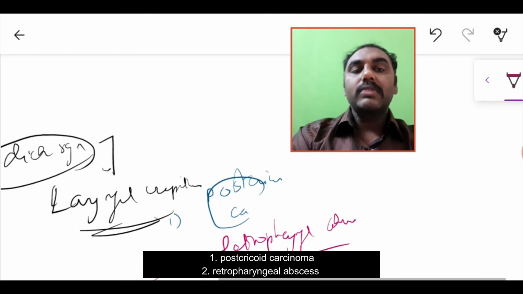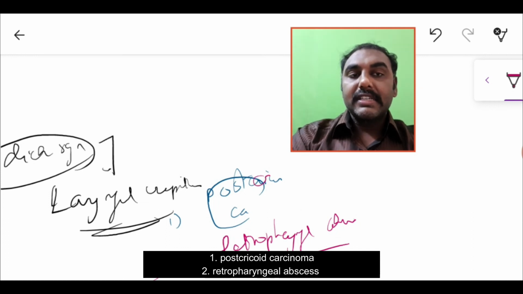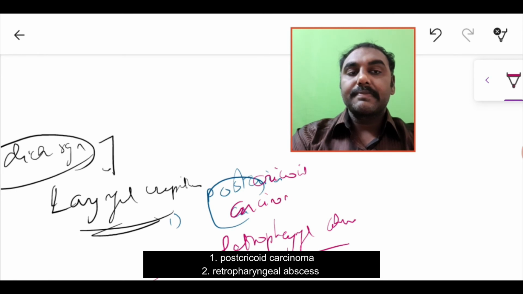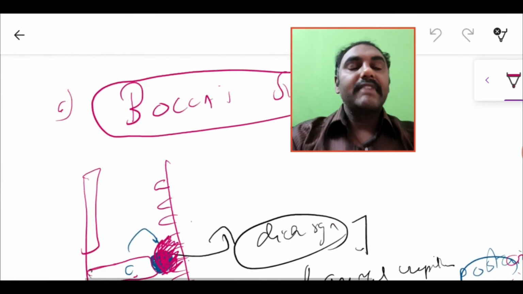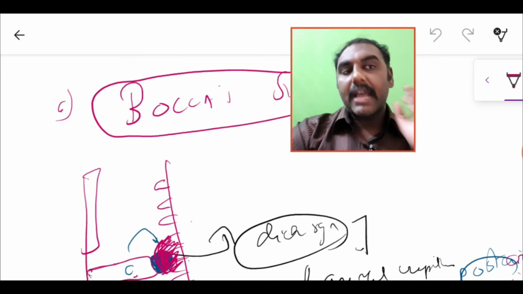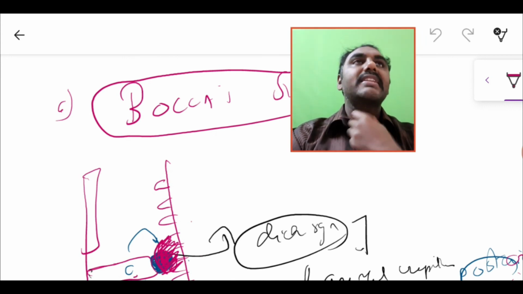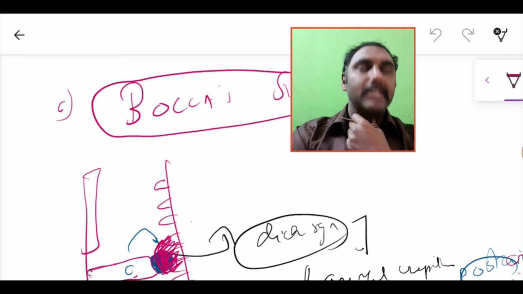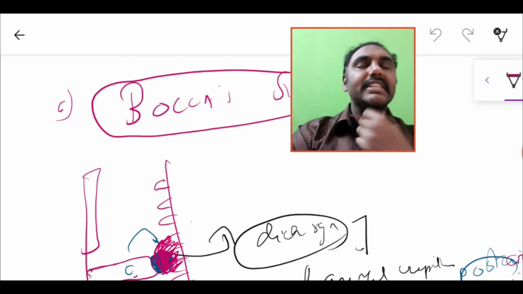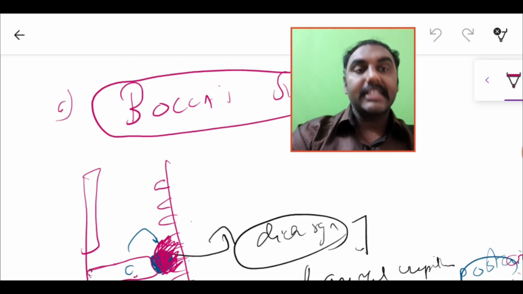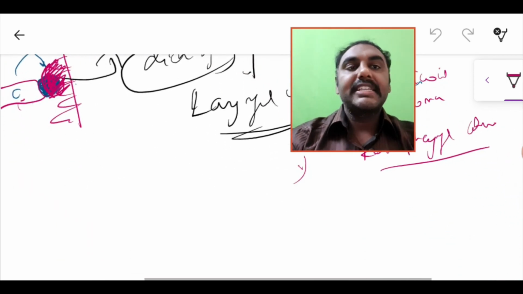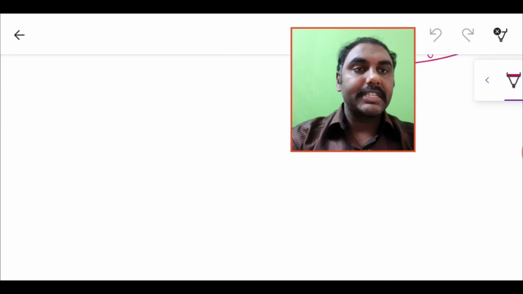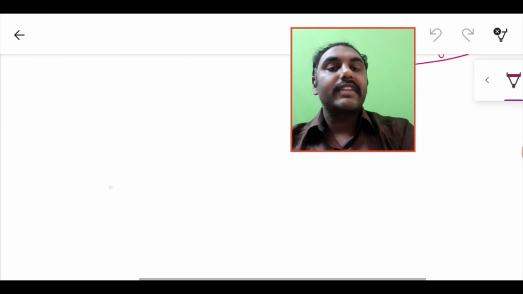These are the two conditions in which the laryngeal crepitus is absent. That is Bokeh sign is negative. Clear? Very very important thing. Bokeh sign, have in mind, just feel the laryngeal crepitus. Make the patient bend down and move the larynx so that we can feel for the laryngeal crepitus. That is Bokeh sign. Bokeh sign absent is seen in which condition? Very very important one: post-cricoid carcinoma. Another is retropharyngeal abscess.